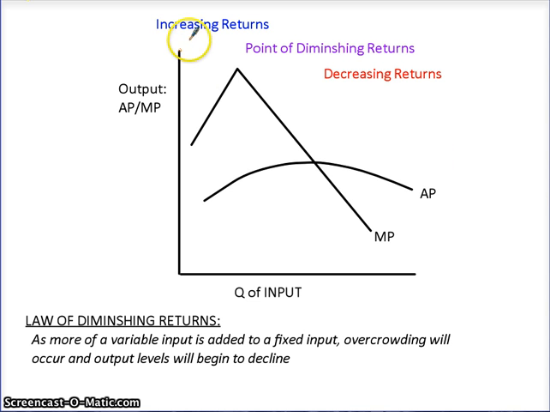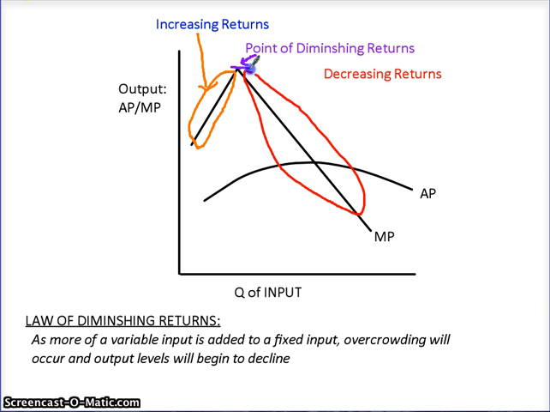First of all, the area of increasing returns is the area in which the marginal product is rising. That is increasing returns. The point of diminishing returns is the apex of marginal product. So when we reach that output level, that is the point of diminishing returns. Beyond the point of diminishing returns, when marginal product is decreasing, that's what we call the area of decreasing returns. So those are three vocabulary words you need to understand.